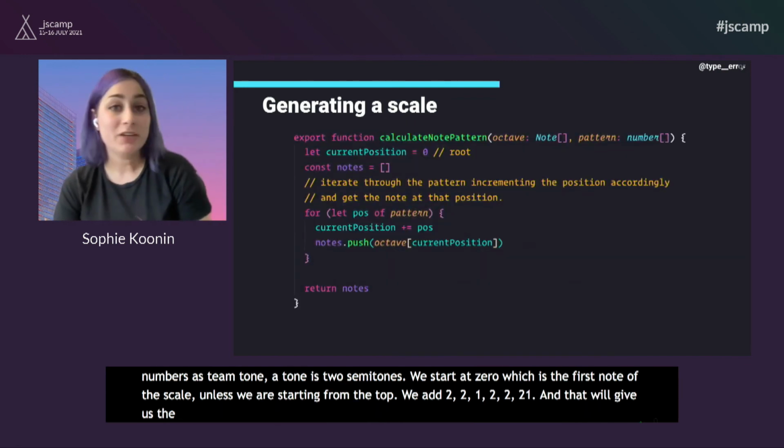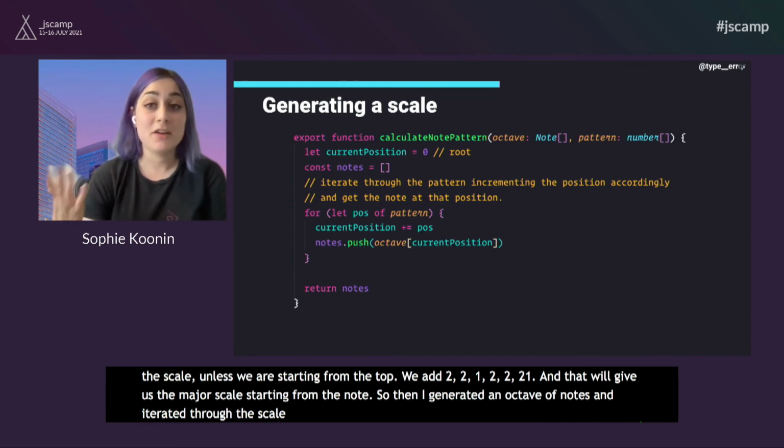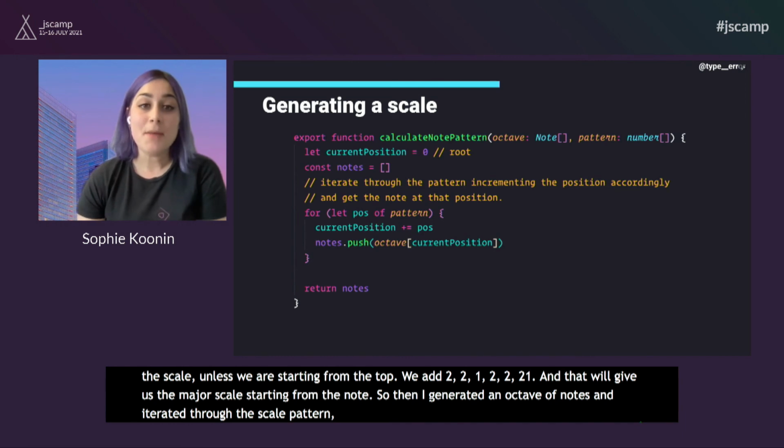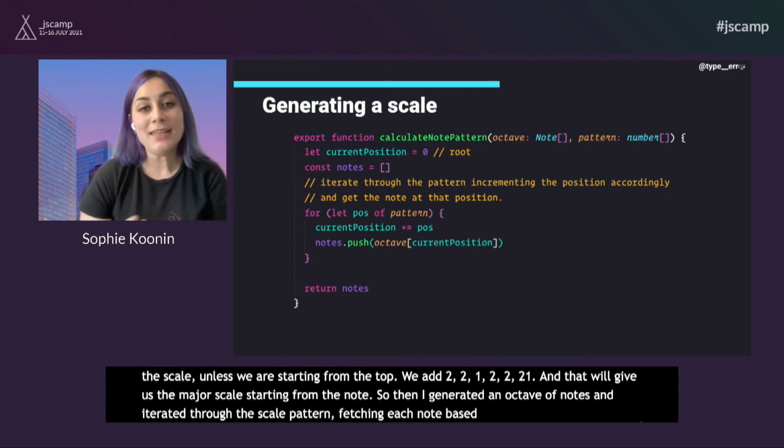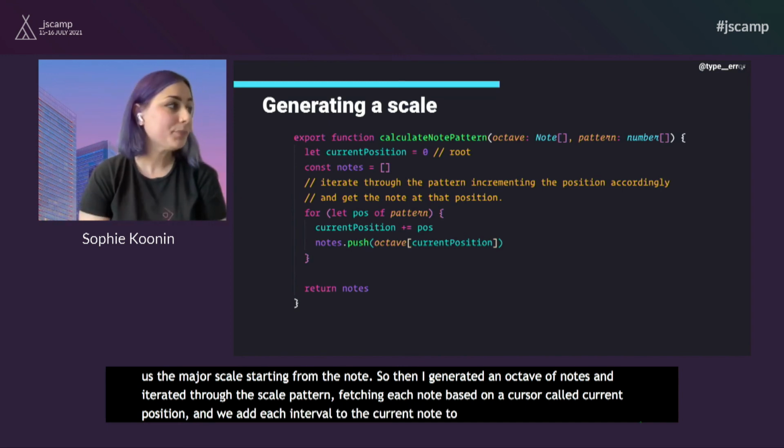So then I generated an octave of notes, and I iterated through the scale pattern, fetching each note based on a cursor, which I called current position, and that keeps track of which note we're on. And we add each interval to the current note to find the next note in the octave array.